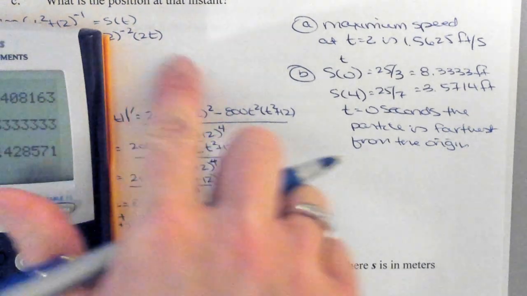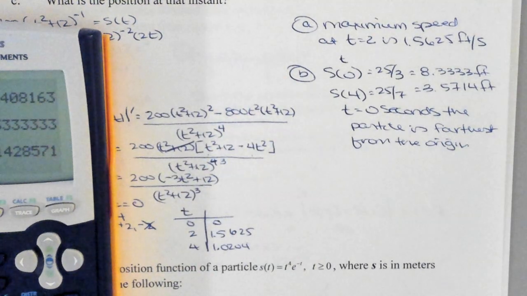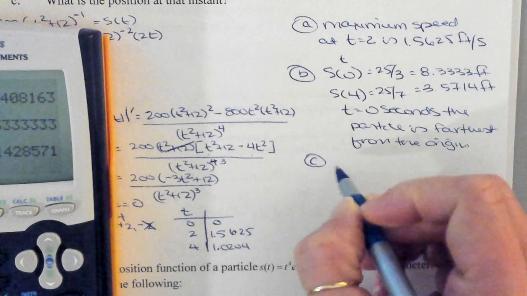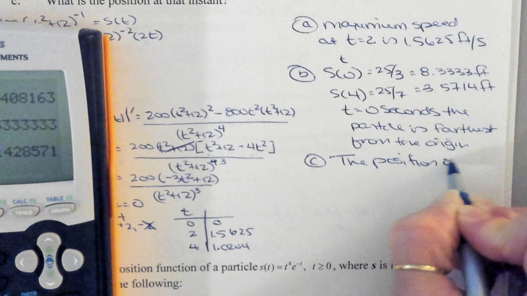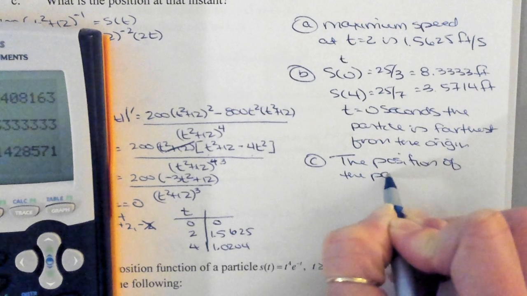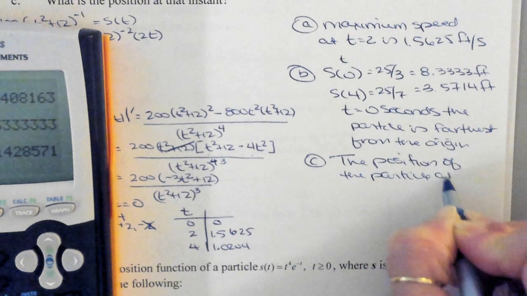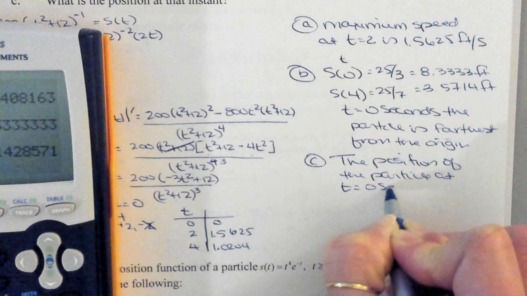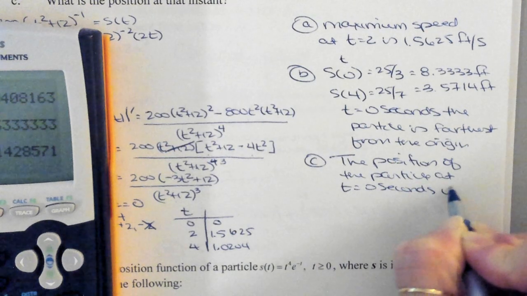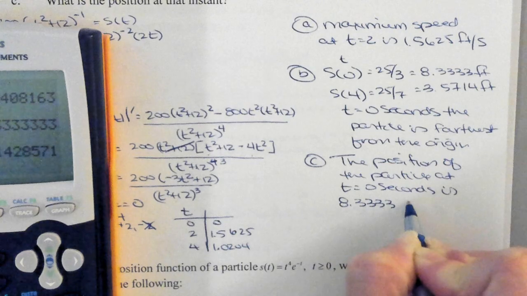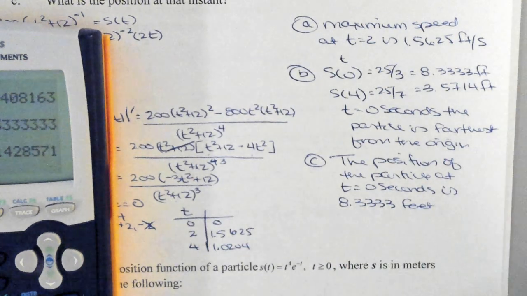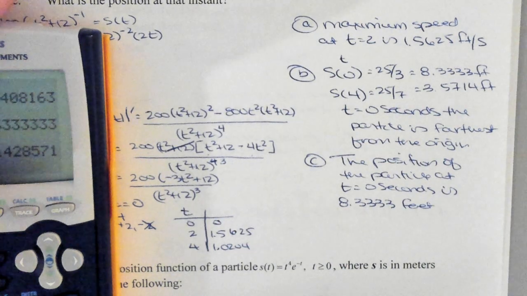Okay, and it says, what is the position? Well, didn't I already answer that? So in part C, you just say the position of the particle at time equals 0 seconds is 8.3333 feet. That's a BOGO, 2 for 1.